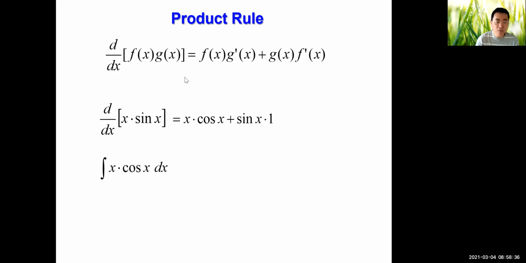Now let's imagine that instead of finding a derivative, we're talking about an antiderivative. How do we find the indefinite integral of x times cosine x? Notice that when this is a product, it's much more difficult to do. Imagine if we only had a plus sign in between. You see, it's a different story.